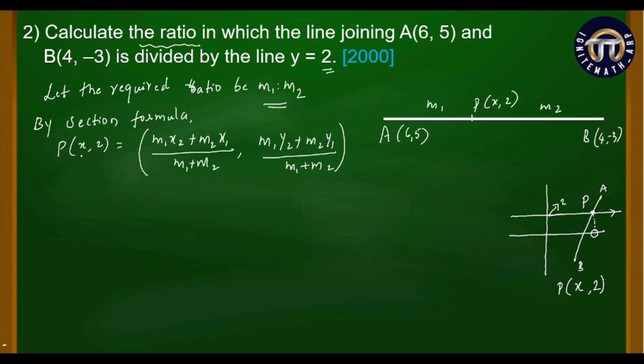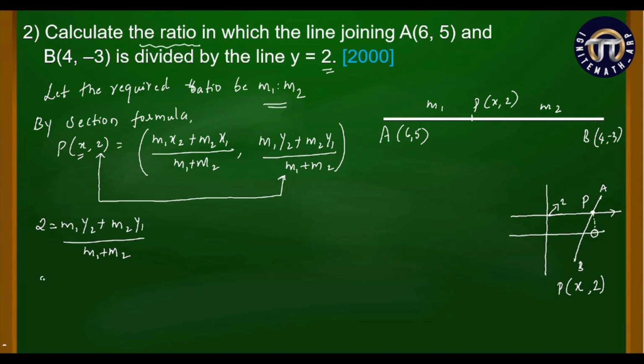Here, if I equate x coordinates and x coordinates, m1 will be unknown to me, m2 will be unknown to me, and even this x will be unknown to me. Clear? So since I'm supposed to find out the ratio, directly I will equate the y coordinates. So here 2 is equal to (m1 y2 + m2 y1) by (m1 + m2).